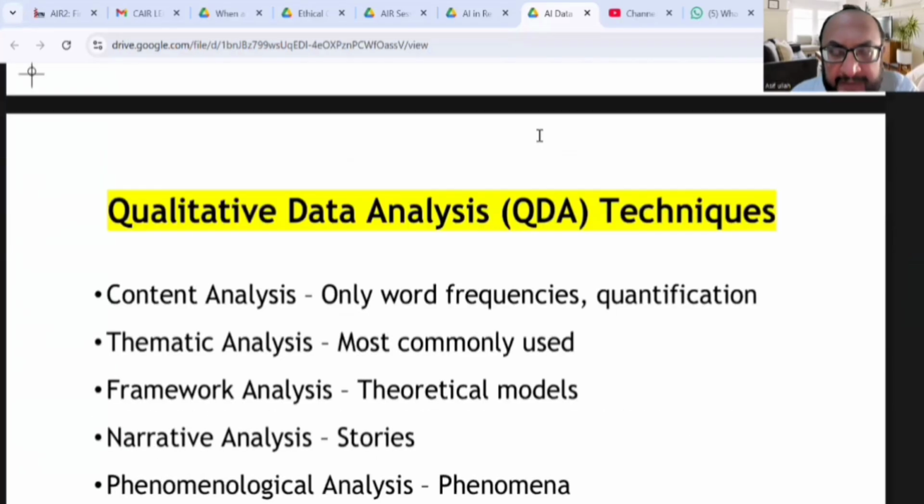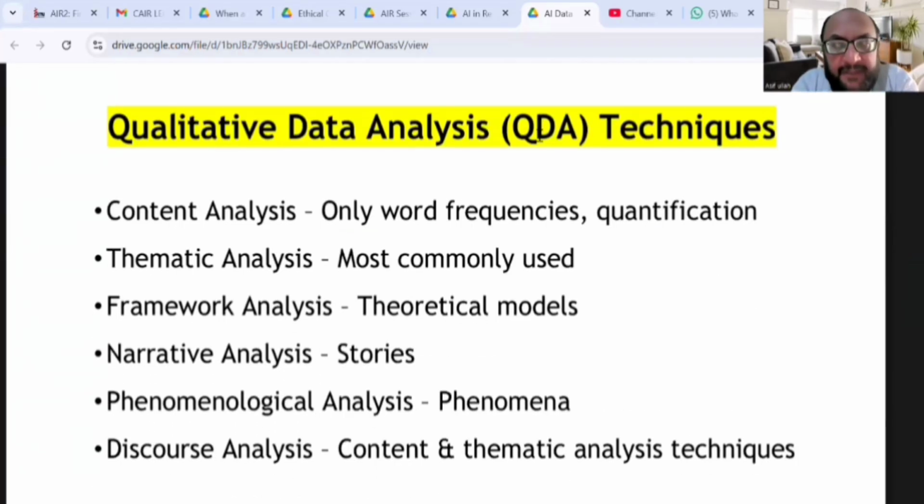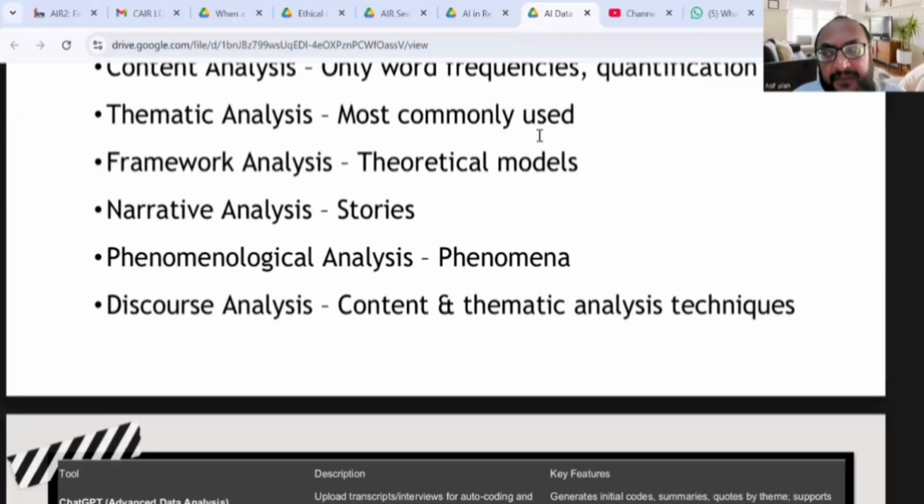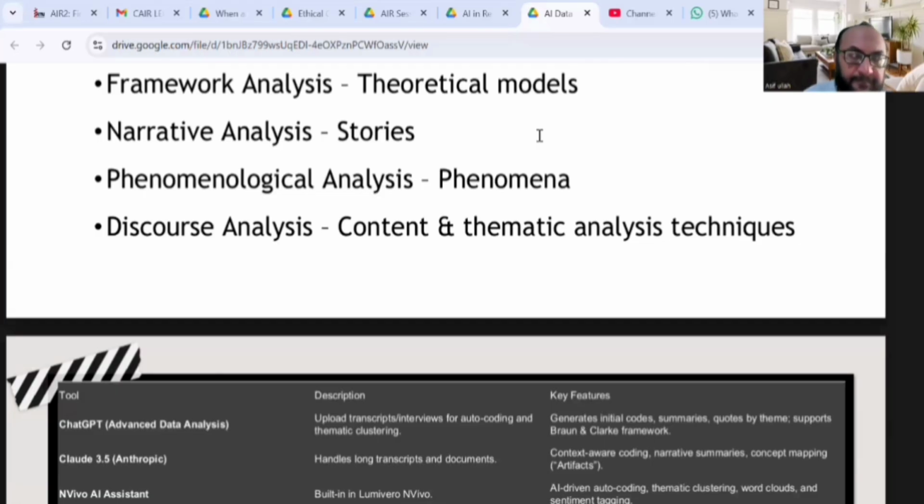Qualitative data analysis techniques include content analysis with word frequencies and quantification, thematic analysis, which is most commonly used, framework analysis, theoretical models, narrative analysis and stories, phenomenological analysis, and discourse analysis, with content and thematic analysis being the main techniques.